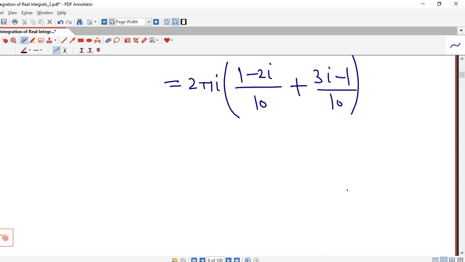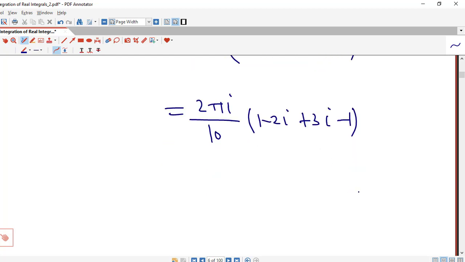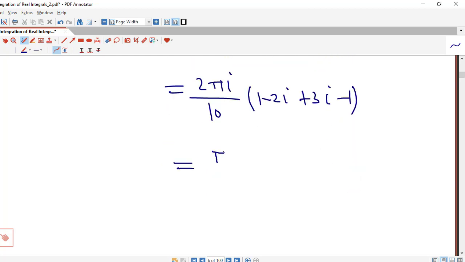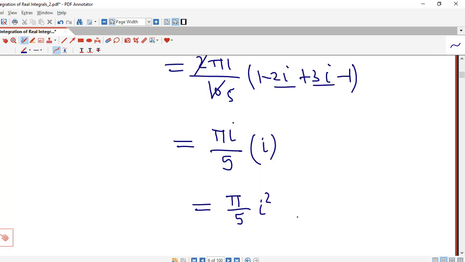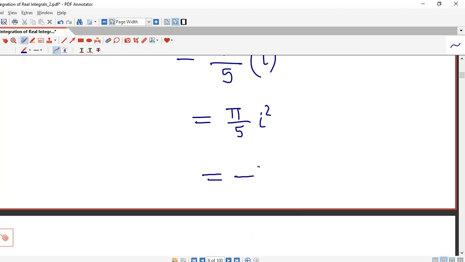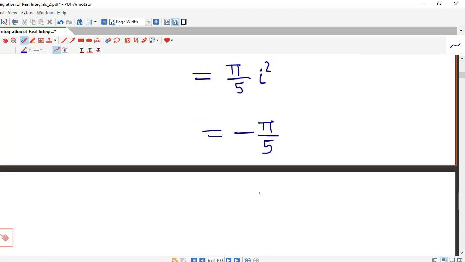So this we can simplify. If we take the LCM, we have 1 minus 2i plus 3i minus 1. Here we can cancel out this 2. So we have pi i divided by 5, and this is going to be 3i minus 2i, that is i, the 1 will cancel out. So we have pi by 5 into i square, and i square is minus 1. So that is minus pi divided by 5.